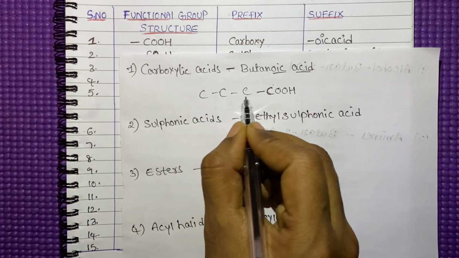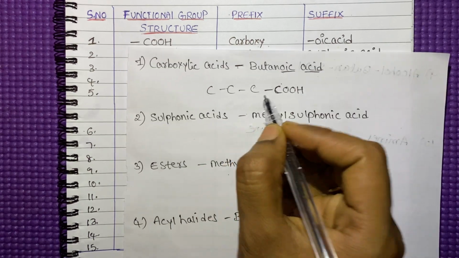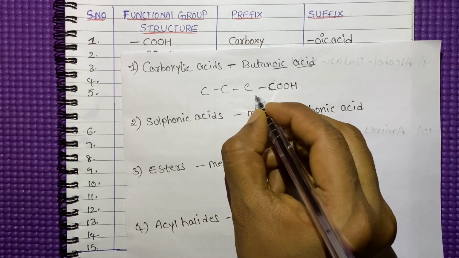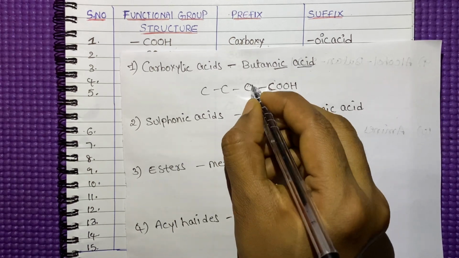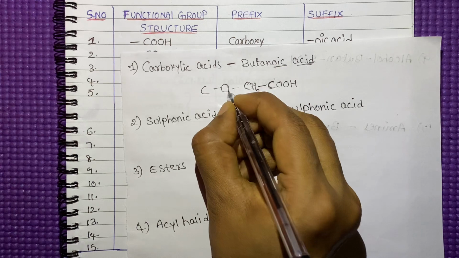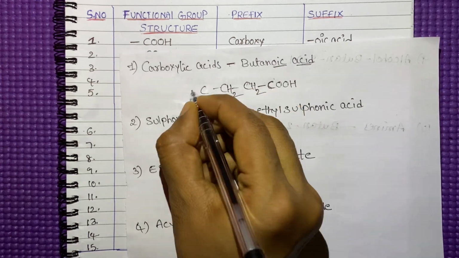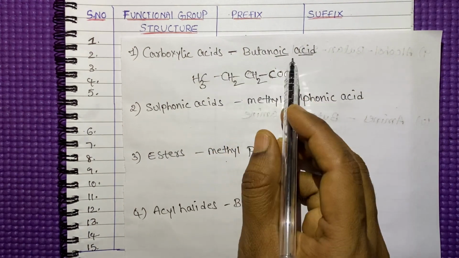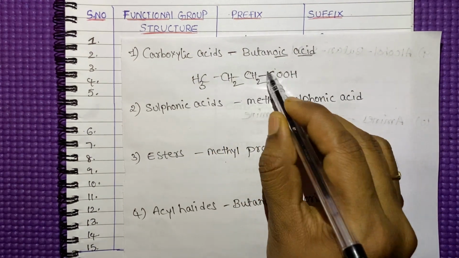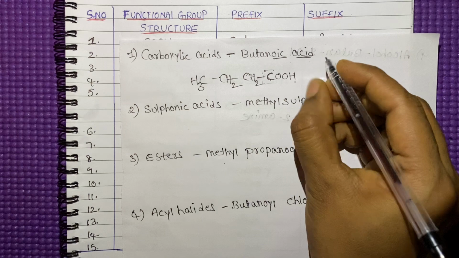Now we have to satisfy the carbons with the help of hydrogen. Each carbon should have 4 bonds. Here this carbon already contains 2 bonds. So CH3, CH2, CH2, then COOH. This is the structure of butanoic acid. I will give the expanded structure for this.